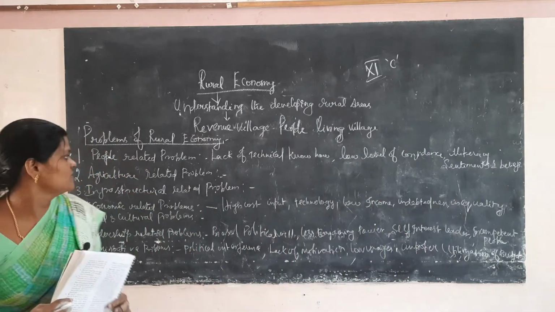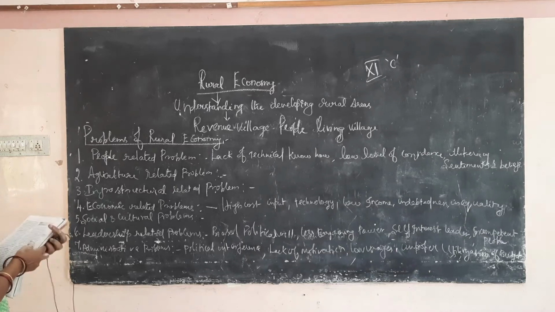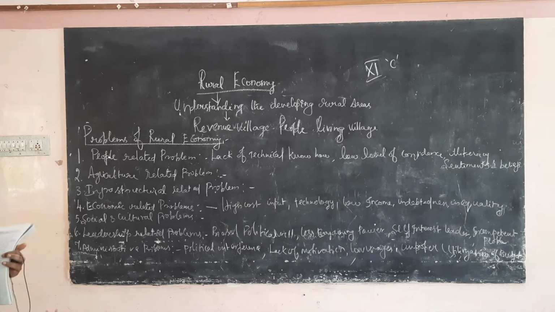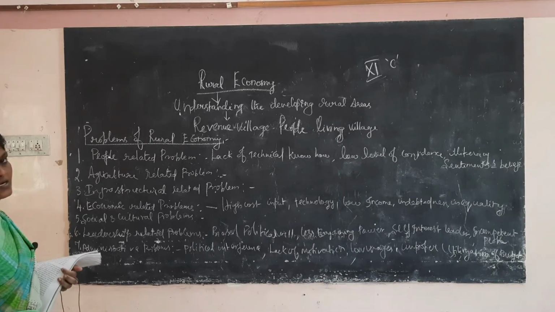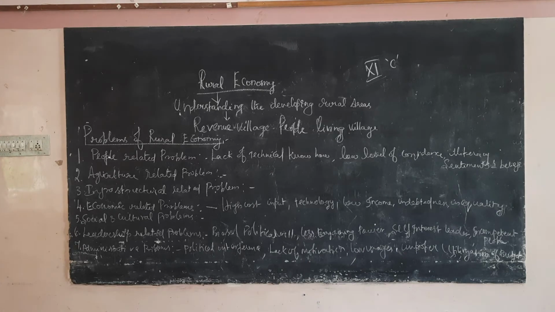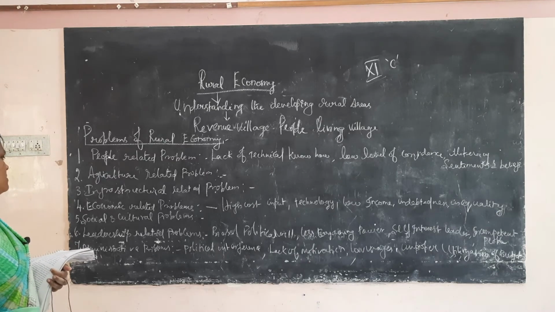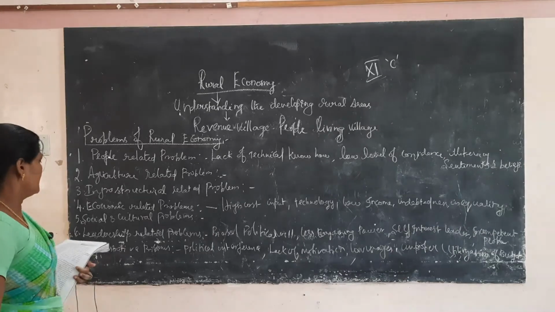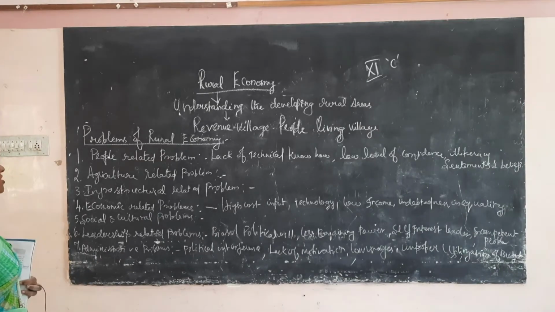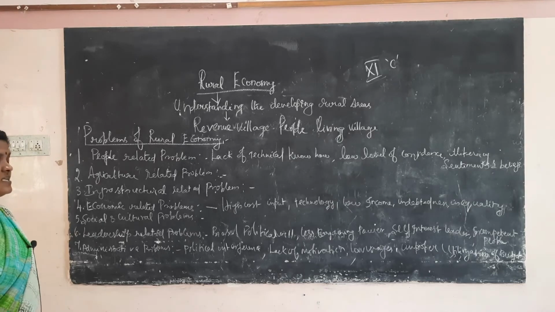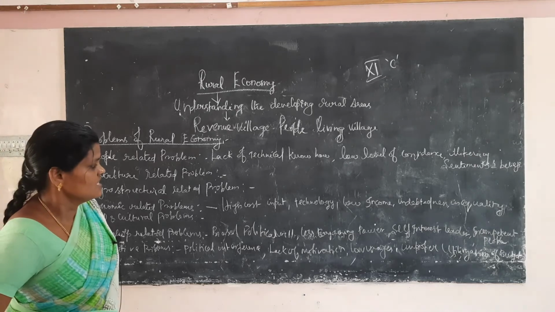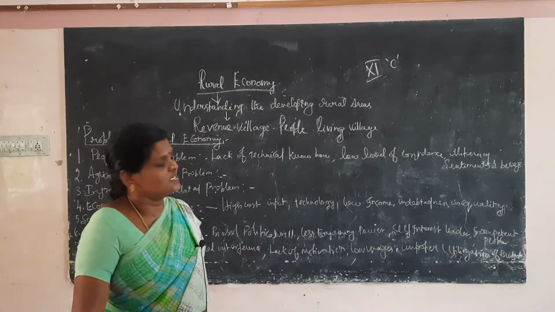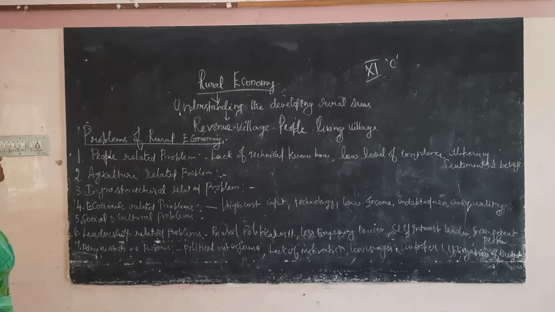Problems of rural economy means first one is people related problem, then agriculture related problem, then infrastructure related problems, then economic related problems, and social and cultural problems, then leadership related problems, and also administrative problems. In administrative problems they are facing political interference, lack of motivation, low wages, then improper utilization of the budget. They are facing these problems daily in their life in the rural economy.